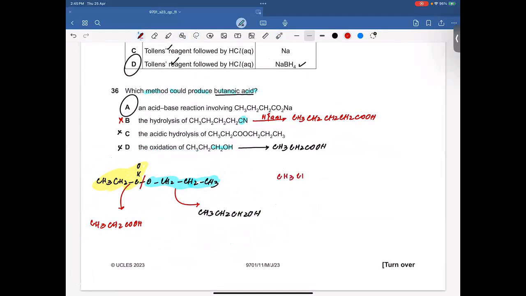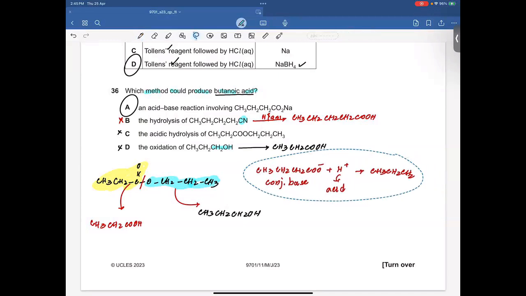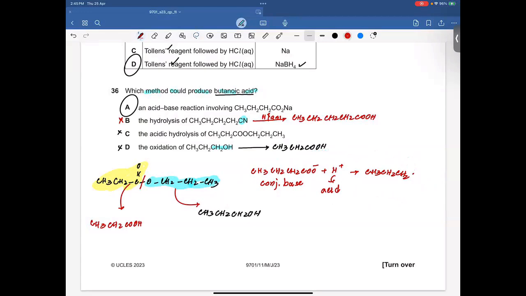CH3, CH2, CH2, COO negative plus H positive. Why H positive? Because it is an acid-base reaction. So this is basically your conjugate base, and this is basically your acid. Hence, it is an acid-base reaction. It is converting into CH3, CH2, CH2. Hold on, I'm running out of space. CH2, and then COOH, and that's your butanoic acid.